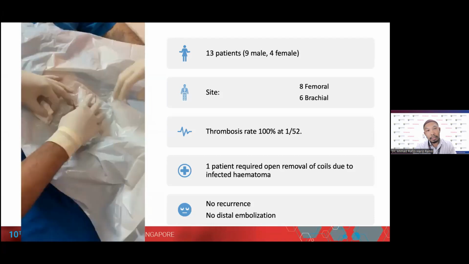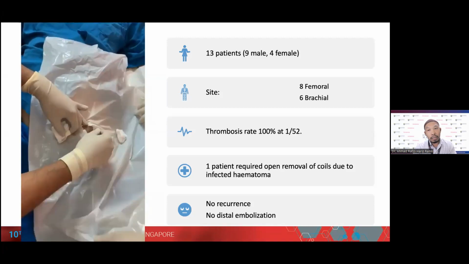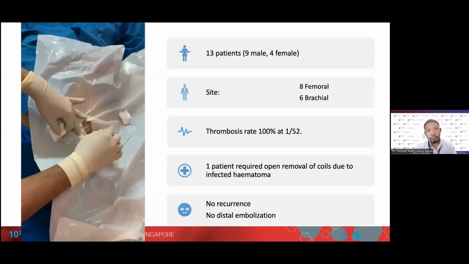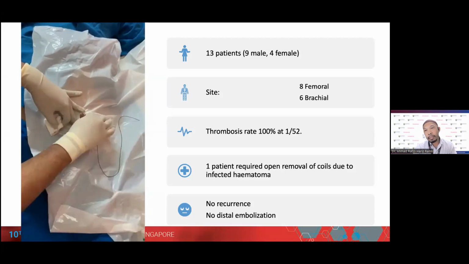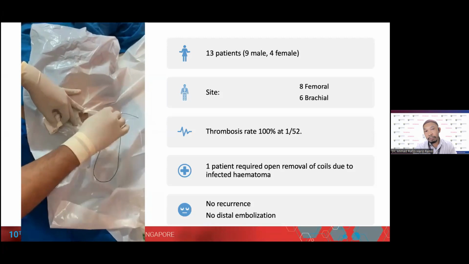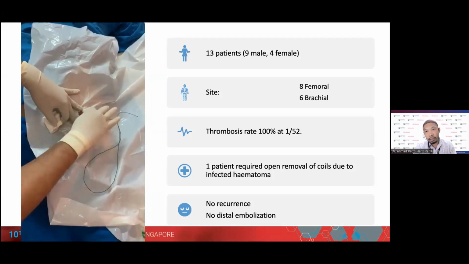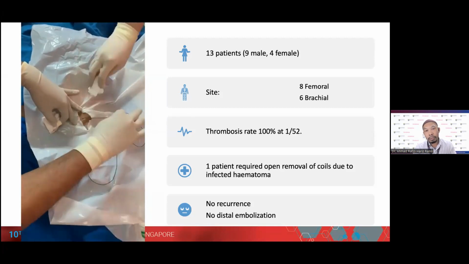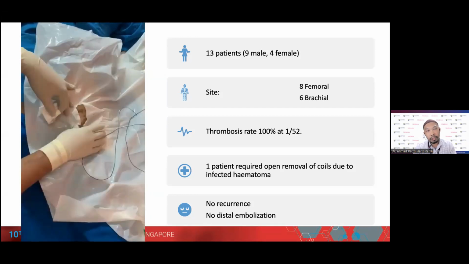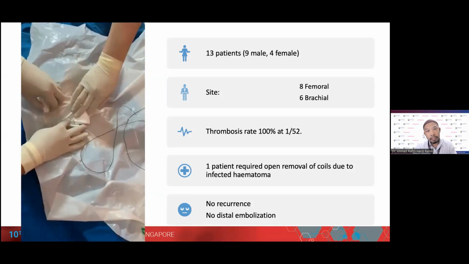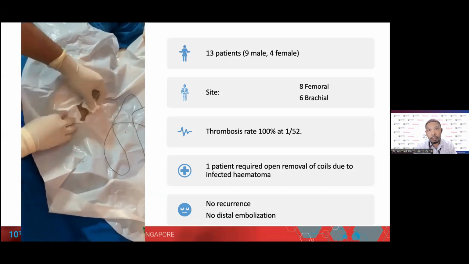By doing this technique, we found it super beneficial, as we no longer need to do open repair of peripheral pseudoaneurysm. We can either just compress it, and if compression fails, we do this Malaya technique, and it works. Unless it's an infected pseudoaneurysm, then we still have to do open surgery because we can't put in any foreign material. As you can see in the video, the coil is fully removed and the pseudoaneurysm is thrombosed.